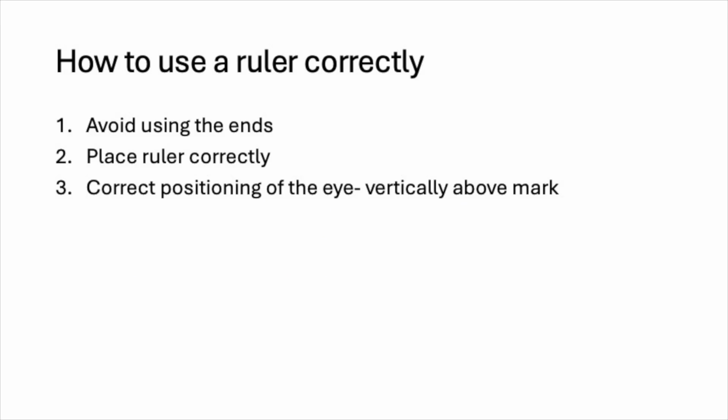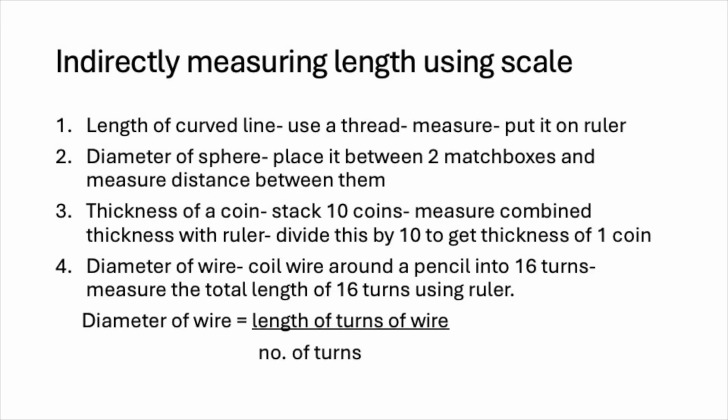How do we use a ruler correctly? Avoid using the ends, place the ruler correctly, and the correct position of the eye is important, which will be vertically above the mark. Indirectly measuring length using a scale.